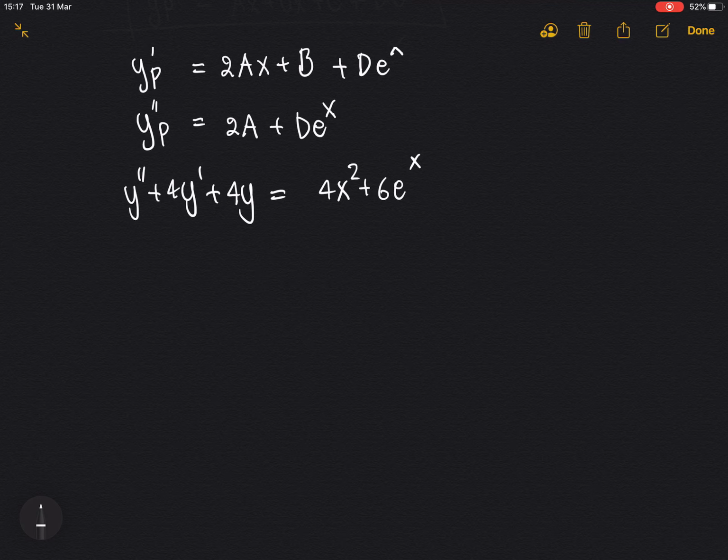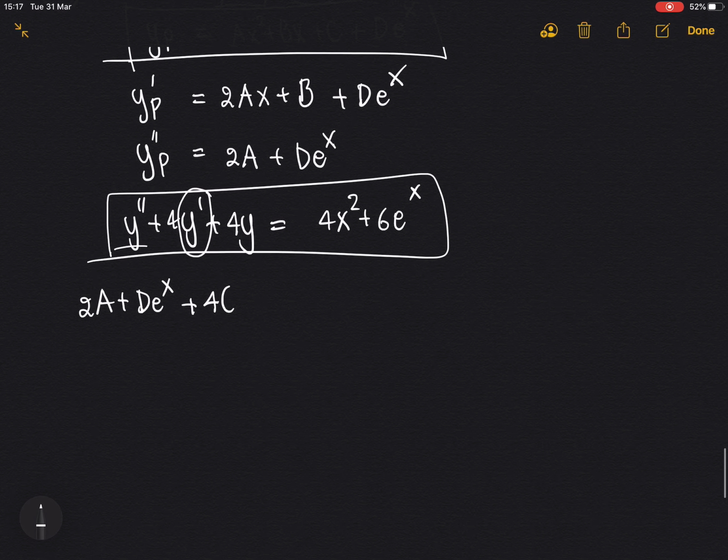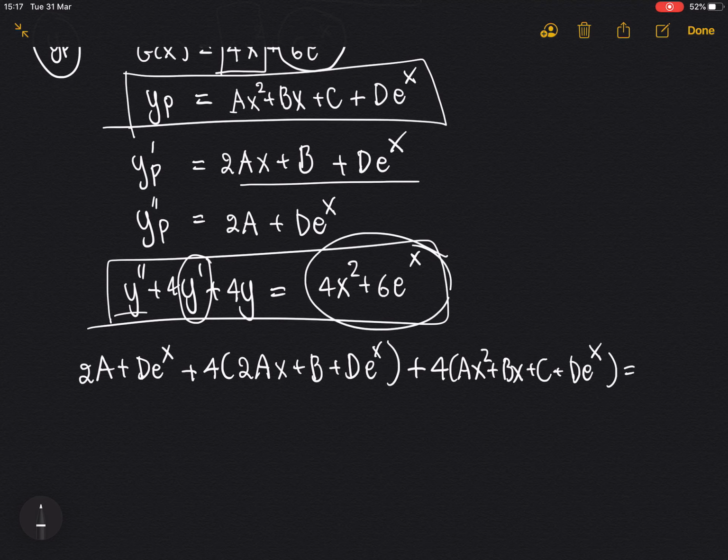So in this case, we will substitute y double prime as yp double prime, which is 2a plus d multiplied with the exponential of x, plus 4 multiplied with that y prime, where that y prime is this one. So you have 2ax plus b plus d raised to the power of x, plus 4y, where y is basically equivalent to the yp. So you have ax squared plus bx plus c plus d multiplied with the exponential of x, equivalent to that, the gx terms also remain the same.